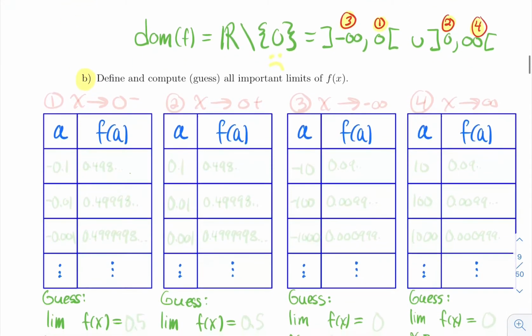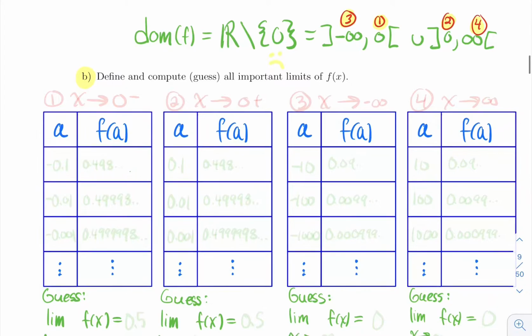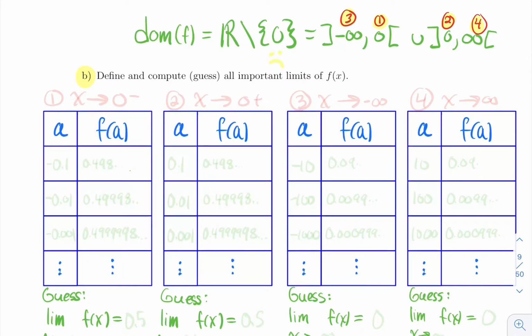Of course, right now we don't know how to compute, so we're just going to guess the important limits using the numerical approach. So here we go. The first table: I need a table for a limit going to the left side of 0. I need another table for the right side of 0.